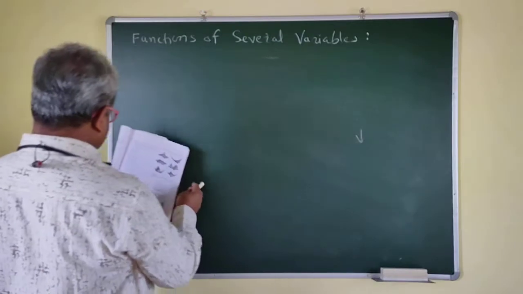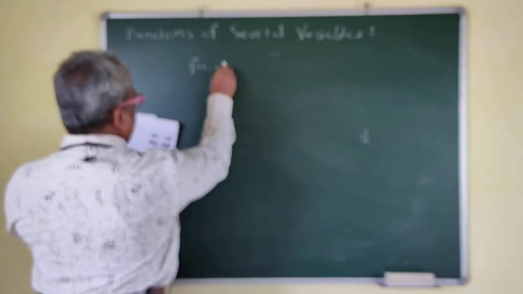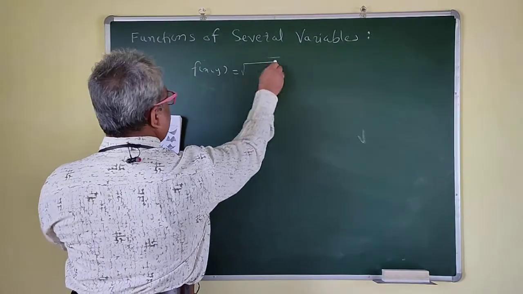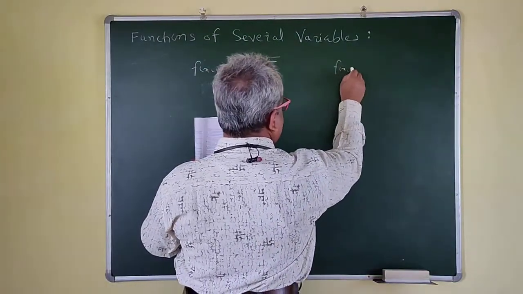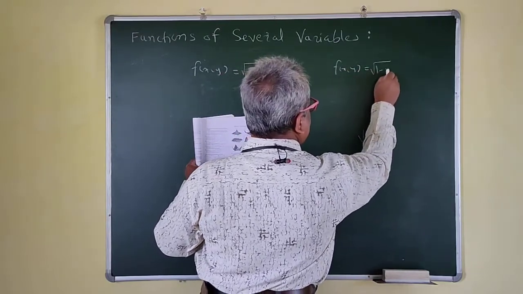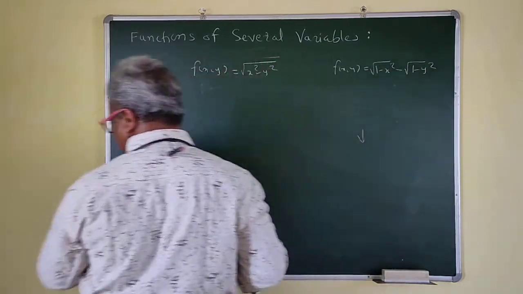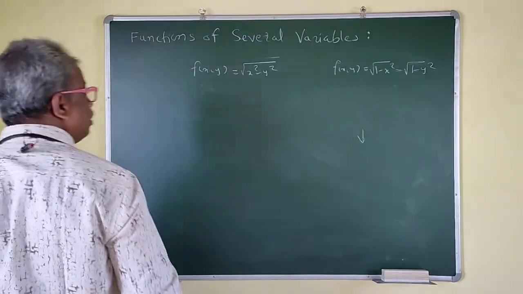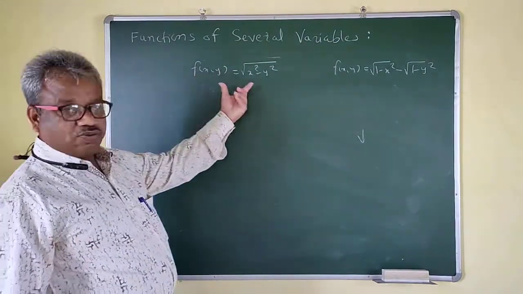Now, next function. f(x,y) is equal to root of x square minus y square. And we will write here the second problem. You have to find the domain only: root of 1 minus x square minus root of 1 minus y square. So first we will do this one. Now you have to find the domain and sketch it.